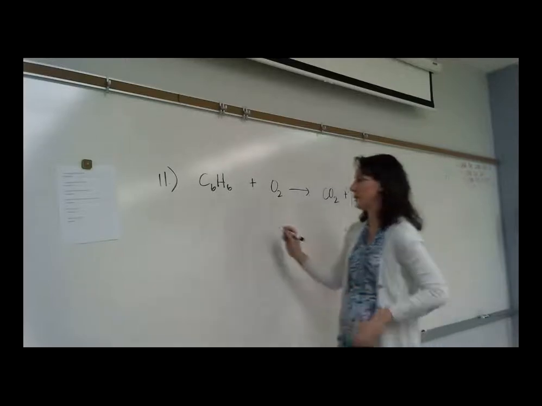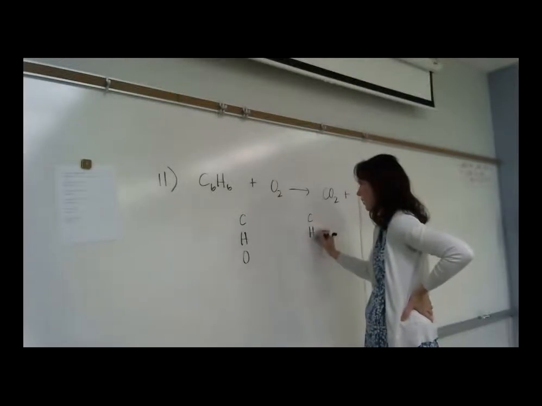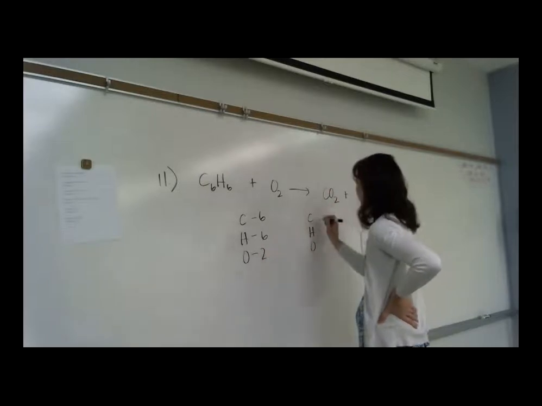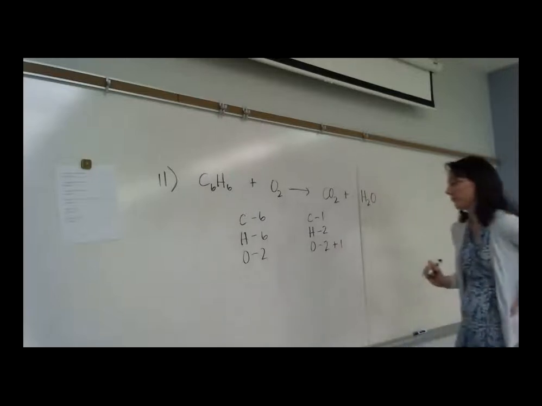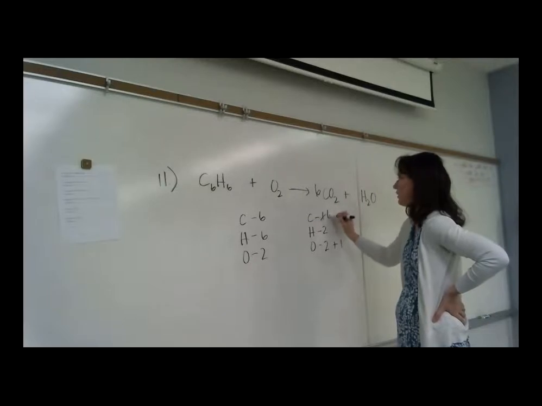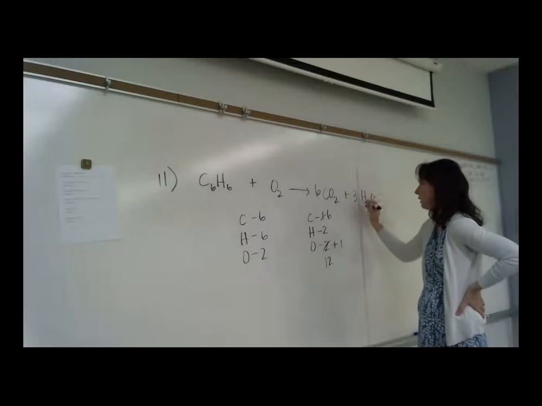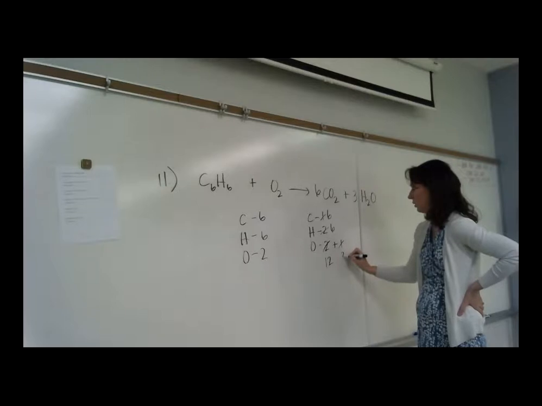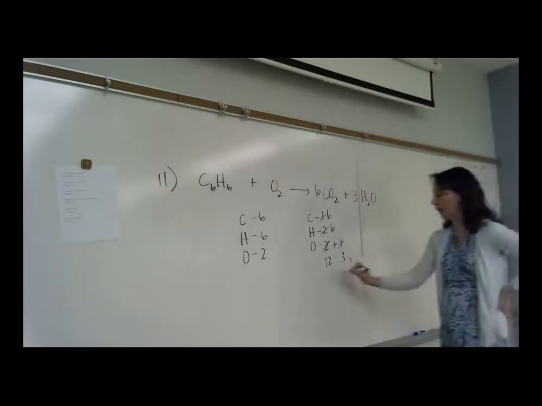Let's do our reactant product table for this one. So C, H, O, 6, 6, 2, and 1, 2 plus 1, and 2. Okay, so let's balance carbon with a 6. 6 times 1 is 6. 6 times 2 is 12. Let's balance hydrogen with a 3. 3 times 2 is 6. 3 times 1 is 3. Do we agree? Now we've got a sum of 15.